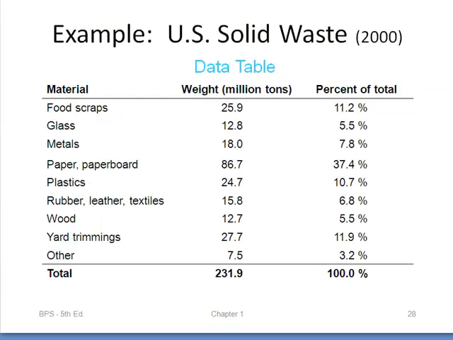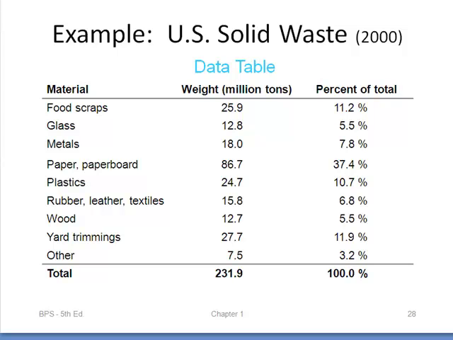Here we go. Here's another example, the U.S. solid waste. Our variable is what material of solid waste. If we called our random variable X, we would say X is the U.S. solid waste. So one of those values would be food scraps, the other one would be glass, the other one would be metals. So again, we're talking about categorical data, and pie charts and bar graphs are great representations of the material.